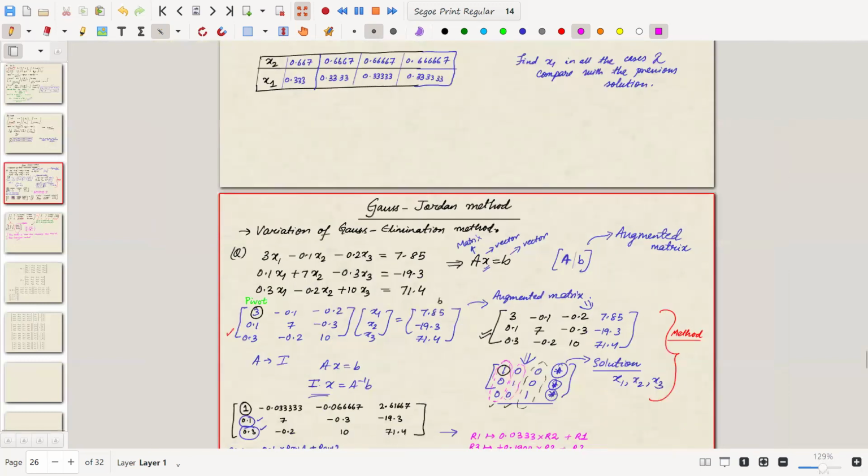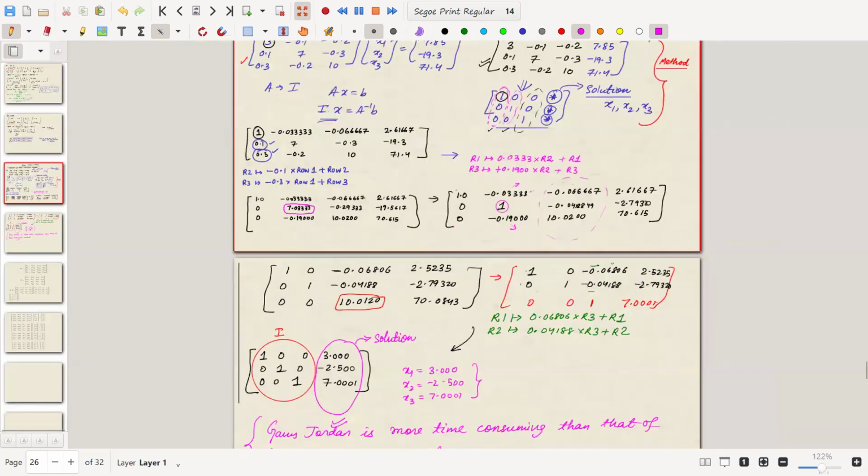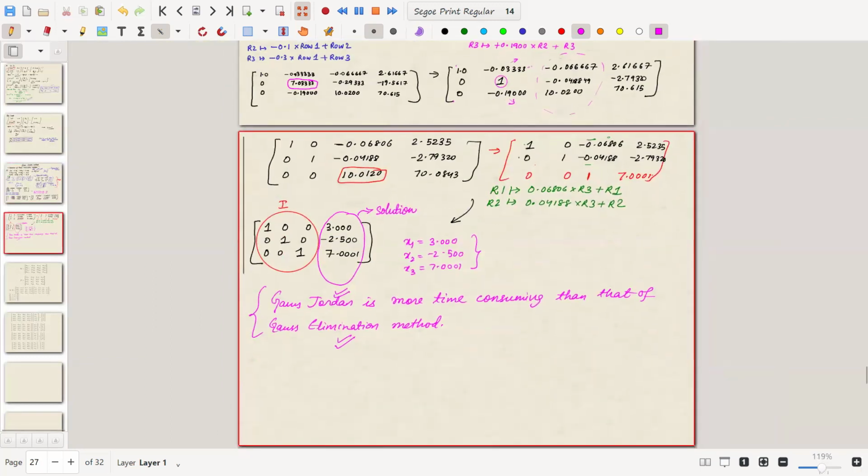There are two types. One is the Jacobi method, another is Gauss-Seidel, which we will be learning.